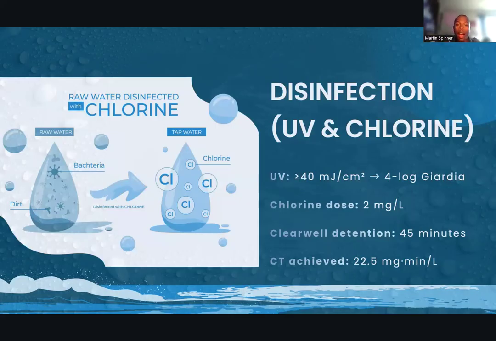Because Giardia is resistant to chlorine, UV disinfection is used to achieve the required 4-log removal. We selected a UV dose of at least 40 millijoules per square centimeter. Chlorine is added after filtration to provide a stable residual in the distribution system. The clear well provides about 45 minutes of detention with a baffling factor of 0.5. Our effective contact time results in a CT value of 22.5, which is sufficient for bacterial control.